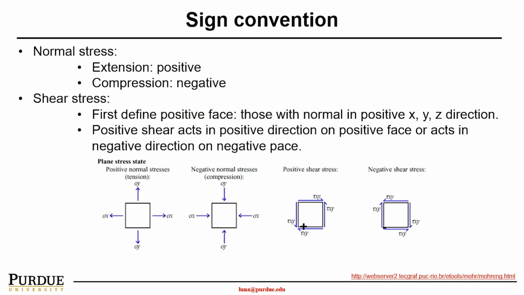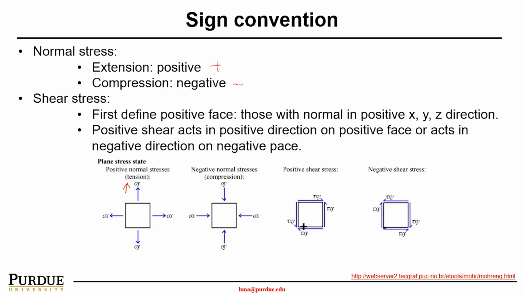Let's start by recapping the sign convention for normal and shear stress. For normal stress, there are two types. One is tension, or we call it extension. In this case, as shown here, you have a force pulling the material outwards. So this is positive. In contrast, if we pull the material inward, we call it compression, which is negative.